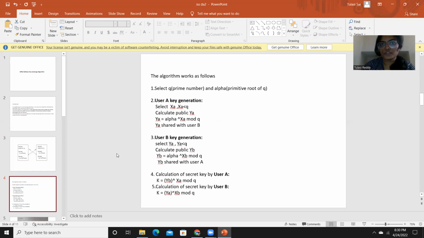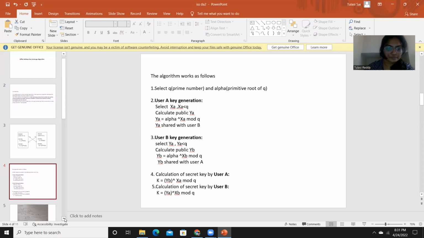Key generation of user B. Select a private key XB. Here XB should always be less than Q. And now calculation of public key: YB is equal to alpha to the power of XB mod Q. Now calculation of the secret key by A: key is equal to YB to the power of XA mod Q. Calculation of the secret key by user B: YA to the power of XB mod Q. So this is how the actual algorithm works.